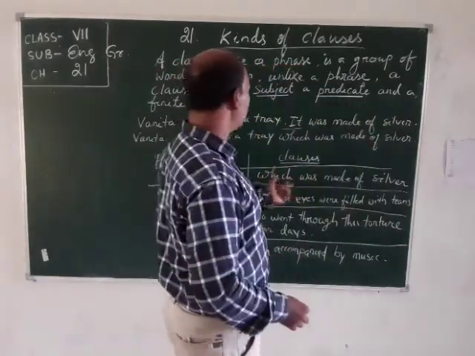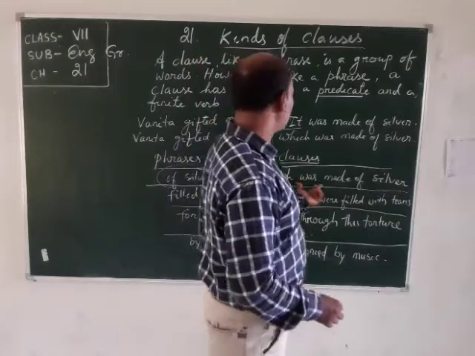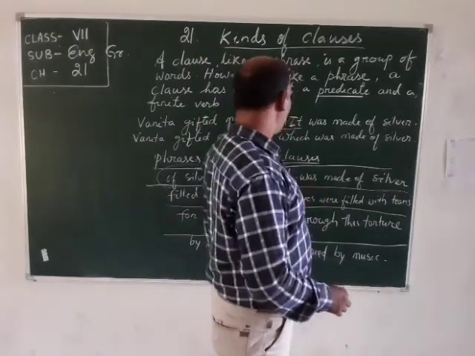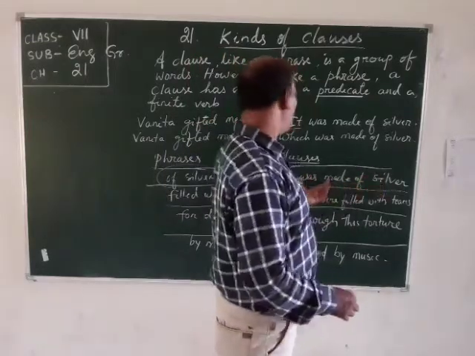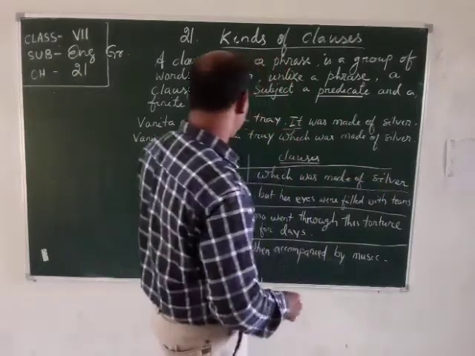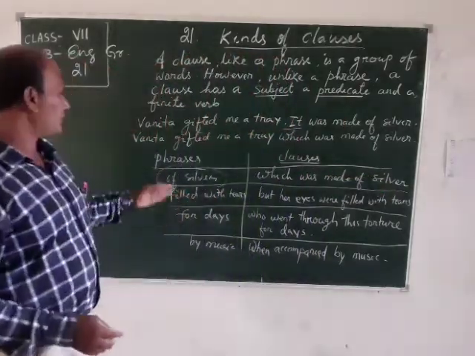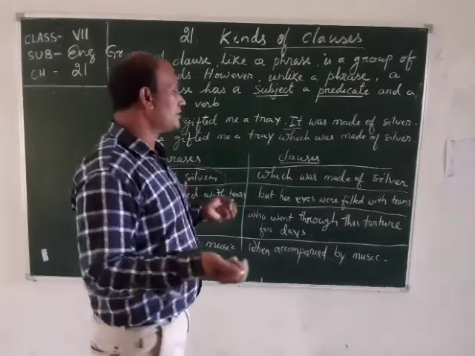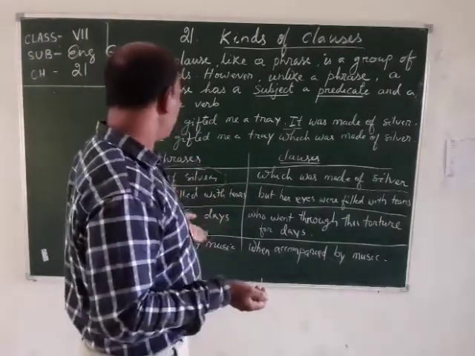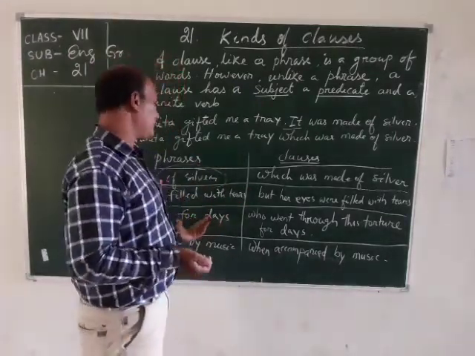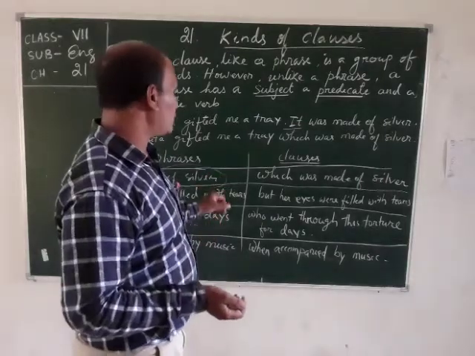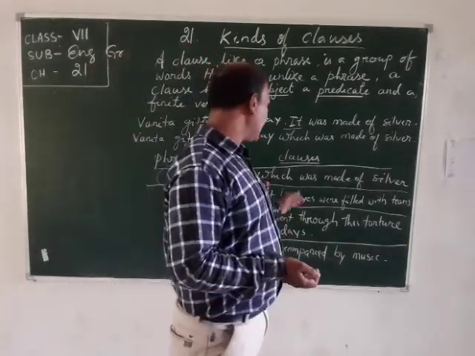But here the clause has a subject, a verb, and a predicate part. "Filled with tears" is a phrase, but "her eyes were filled with tears" is a clause. "Hot days" is a phrase, but "who went through this torture for days" is a clause.